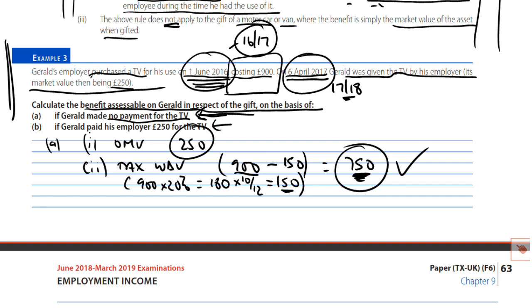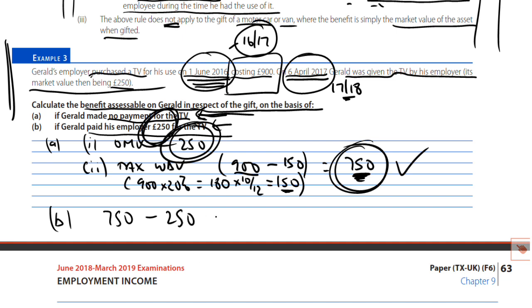What happens if Gerald paid his employer £250 for the TV? Well, the two calculations to begin with don't change. It is the higher of the market value at the time of the transfer, 250, or its tax written down value. So here in this second part, that is 750. But now, of course, we will deduct any price paid. How much does he pay? Just see it in there, £250. 750 minus 250 equals £500 there, 500. So now the assessable benefit would be brought down to £500.